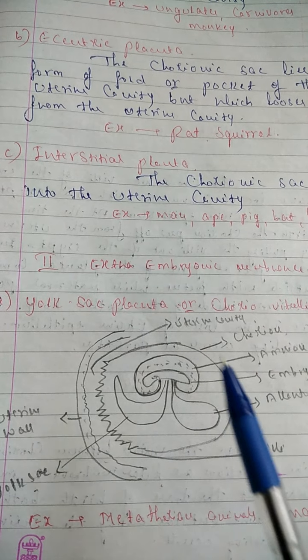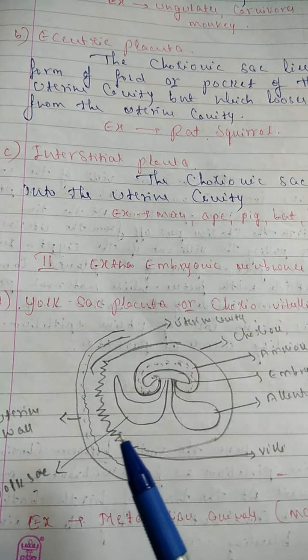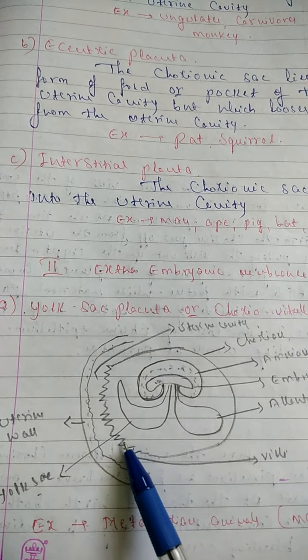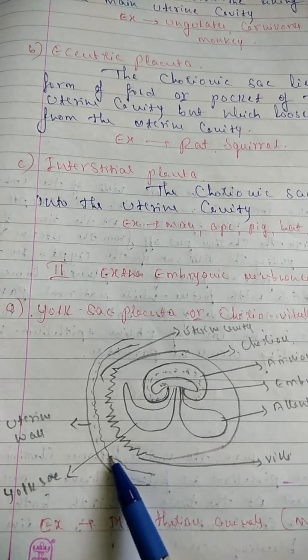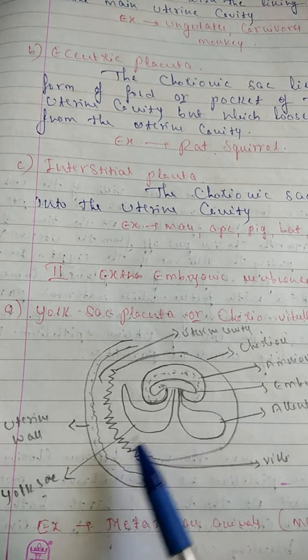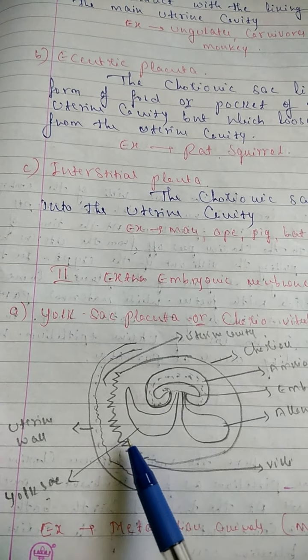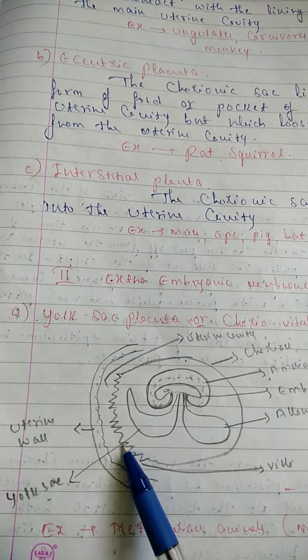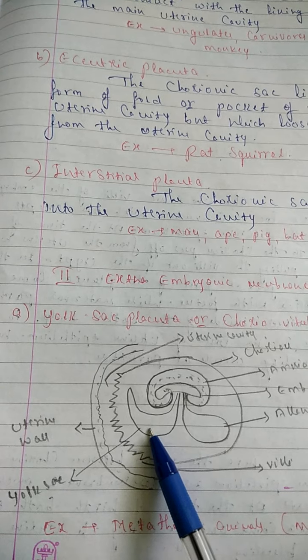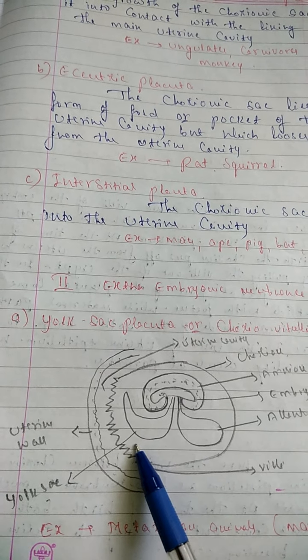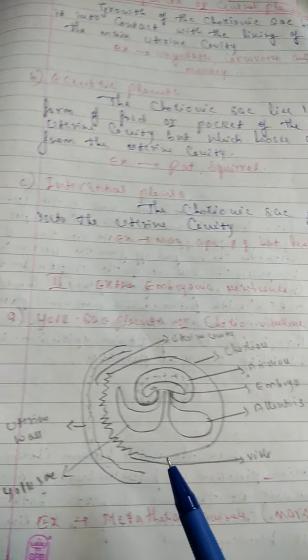Here the chorion has crypt-like structures, and these crypt-like structures are in close contact with the uterine wall. The yolk sac is also close to the uterine wall. Chorion and yolk sac both are involved in the formation of the placenta, called the yolk sac placenta.